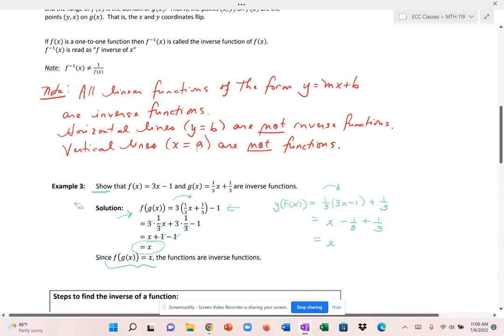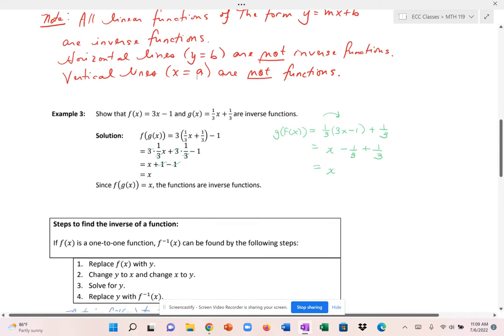So both of those simplifications that I did on the left and on the right both result in a value of x, and so therefore either one of those would demonstrate that f and g are inverse functions.